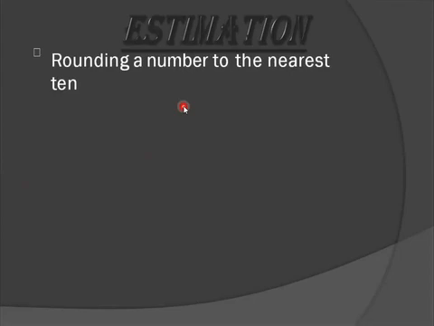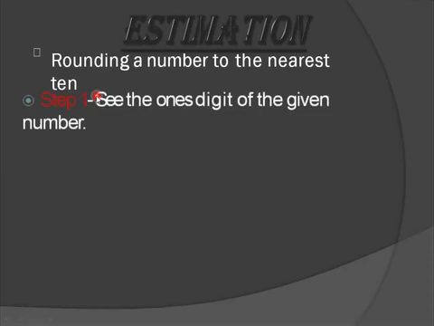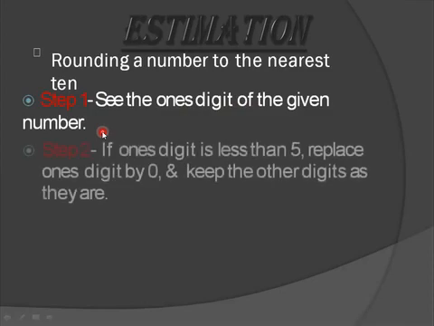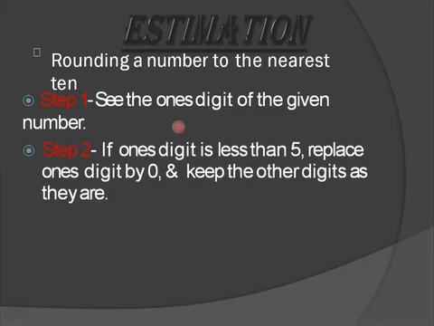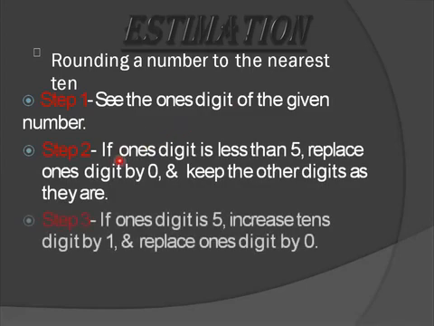Rounding numbers. How will you round numbers? First we will learn rounding to the nearest 10. How will you round a number to the nearest tens? See here what you should do. Step 1: see the ones digit of the given number. Step 2: if the ones digit is less than 5, replace the ones digit by 0 and keep the other digits as they are.